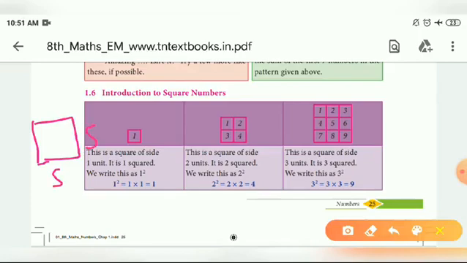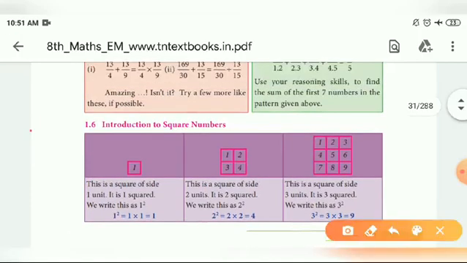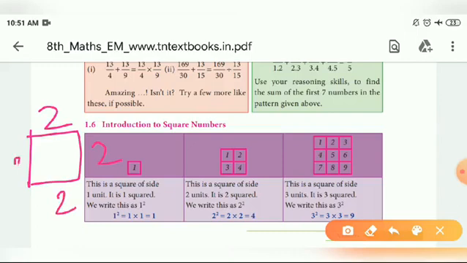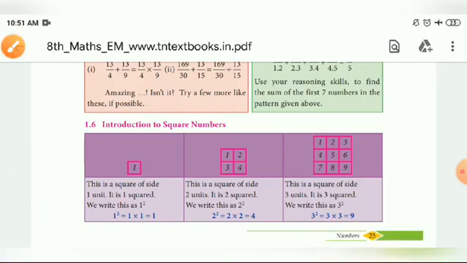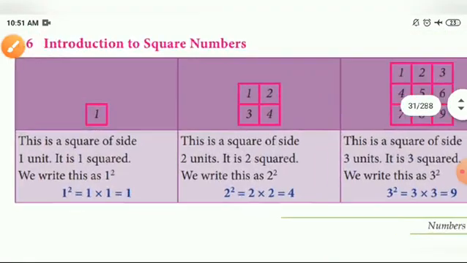Okay, if the square has length 2 units, it means all the sides are 2 units. Then we want to find the area of the square, which means side into side, 2 2s are 4. So 4 square units. So it is the square of the number. So first take this example.